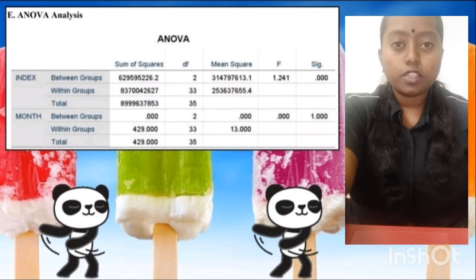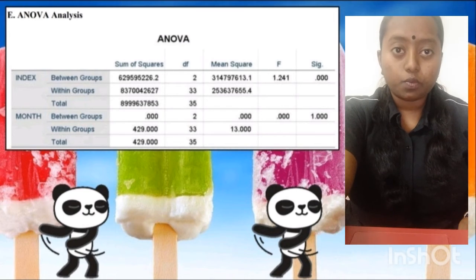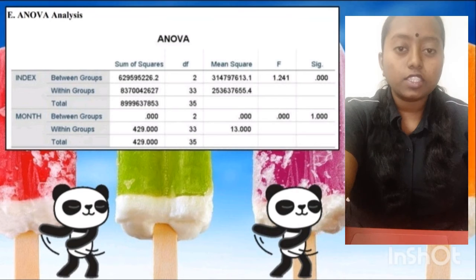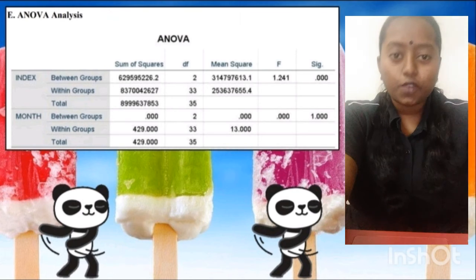In this assignment, we use the decision rule using p-value as the method to identify whether the null hypothesis will be rejected or fail to be rejected. The significance level or alpha is set as 0.05 in this ANOVA analysis. We will reject the null hypothesis if significance or p-value is less than 0.05. Index is referring to trend shipment. For the trend shipment, the significance value is 0.00. Therefore, we reject the null hypothesis as the significance value is less than 0.05. For the month, the significance value is 1.000. Therefore, we fail to reject the null hypothesis as the significance value is more than 0.05.